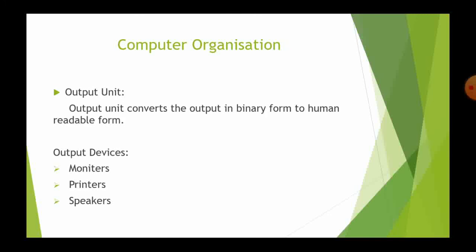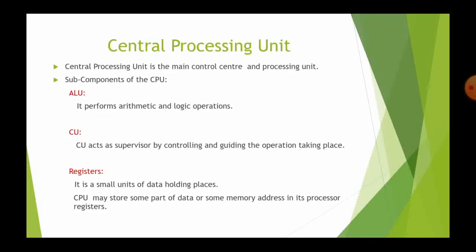The output unit converts the output into human readable form, that means binary form into human readable form. The output devices are monitor, printer, speaker. The central processing unit is the main control of the computer. It has three components: ALU, CU, and register. ALU performs arithmetic and logical operations. CU supervises by controlling and guiding the operations taking place. Registers are small units for holding data.